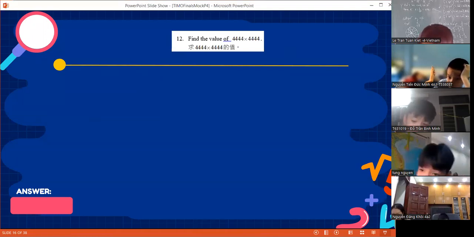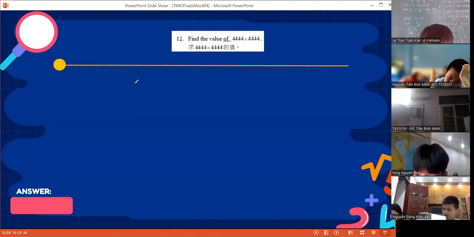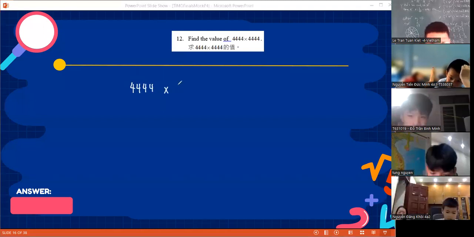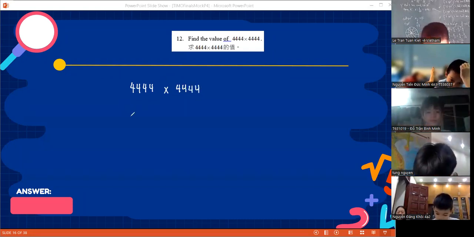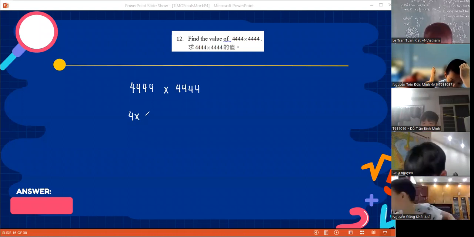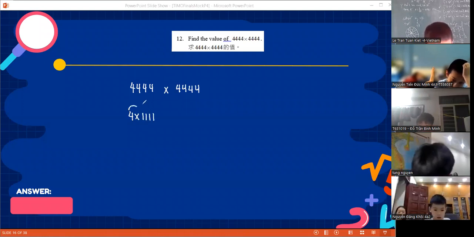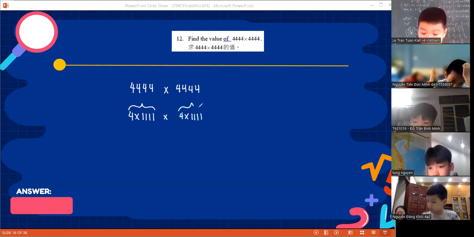Let's have number 12. Find the value of 4444 times 4444. Okay? So, let's make this one simple. If you have 4444 times 4444, this would be equal to 4 times 1111. Okay, that is the value for your 4444 times 4 times 1111, right?